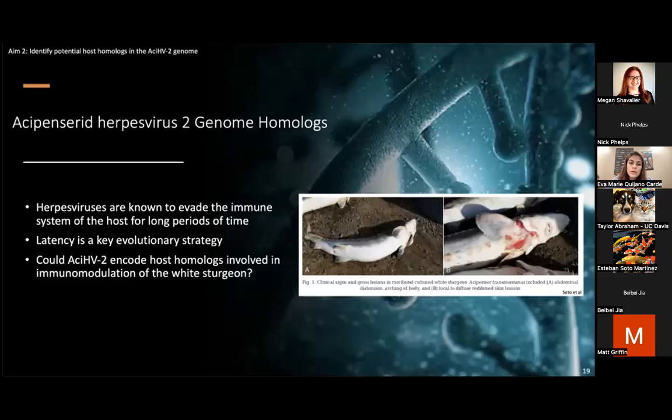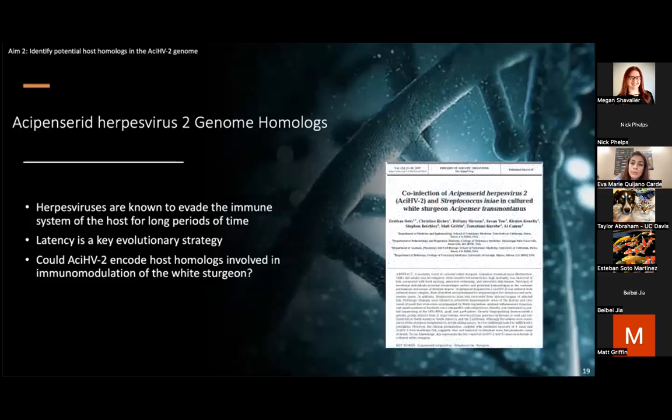And since 2015, multiple cases of co-infections of ASCHV2 and Strep iniae have been diagnosed in outbreaks in cultured sturgeon here in Northern California. We, in fact, have preliminary data.